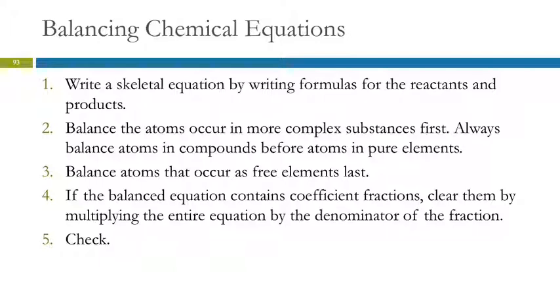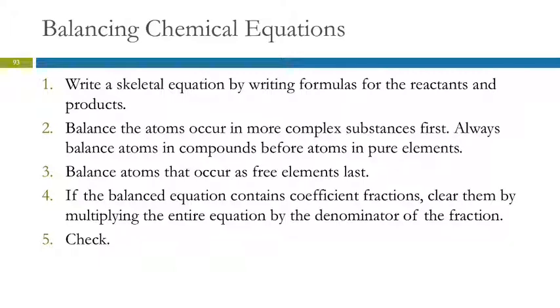So how do we balance chemical equations? These are guidelines. You need to start with a skeleton equation. So you need the formulas of the reactants, the formulas of the products, and those have to be correct. Then we're going to start balancing them. And these are guidelines. There's no one set way of doing it that's going to work for every single reaction.